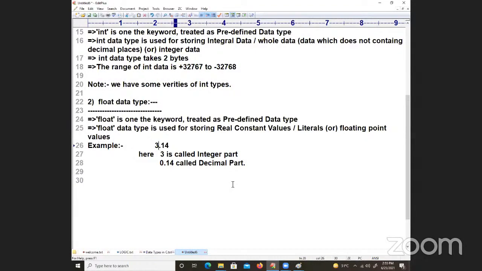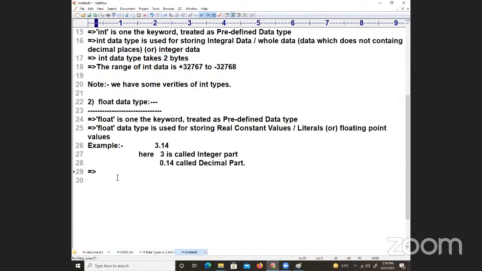Suppose your percentage of marks, say 99.99, or something like 79.99. The 79 on the left side of the dot is called what? The integer part, and 0.99 is called the decimal part. So we understood. As far as the int data type is concerned, it will take 2 bytes. The range is like this.